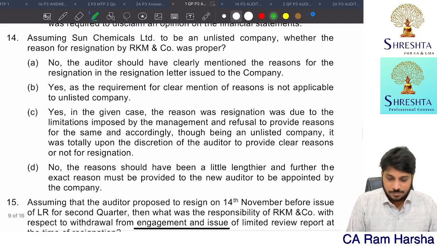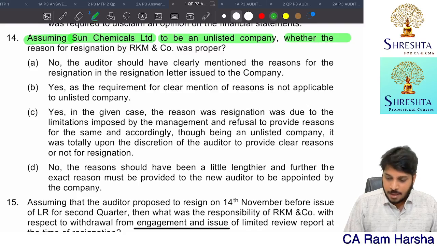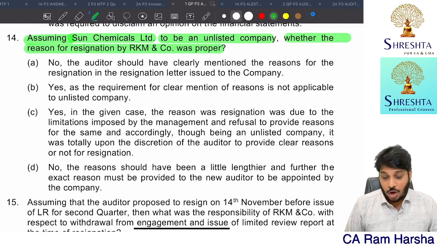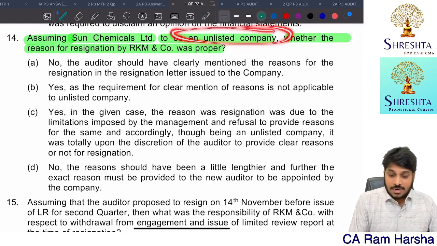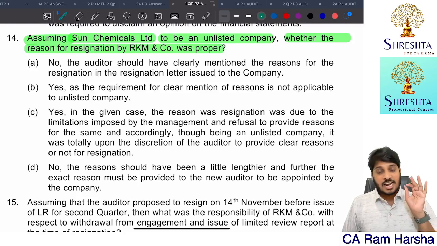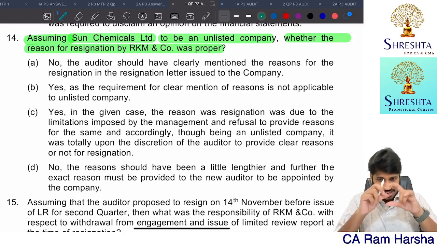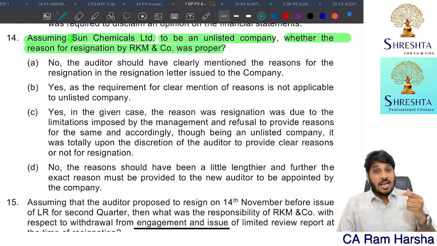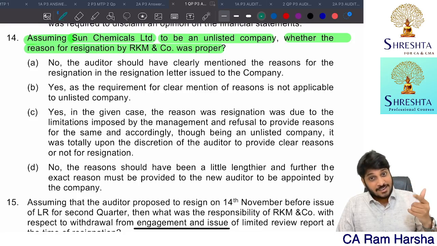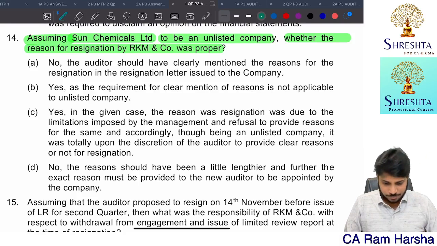Then 14th question. Assuming Sun Chemical Limited is an unlisted company, whether the reason for resignation was proper. No. For an unlisted company also, the ICA has clearly given guidelines in LODR regulations. That LODR point is in the ICA material audit report chapter. Below that, one box is given. Inside that, they clearly mention an auditor of an unlisted entity cannot give a reason as preoccupied professional works at the time of resignation.